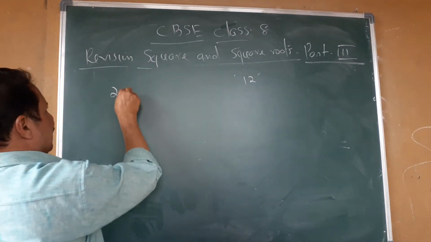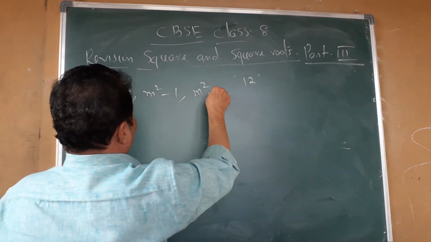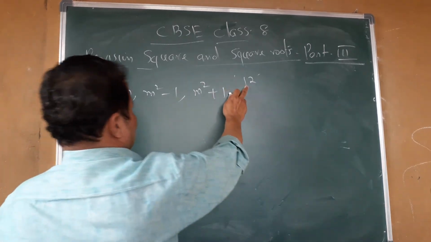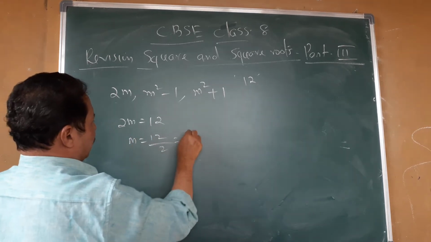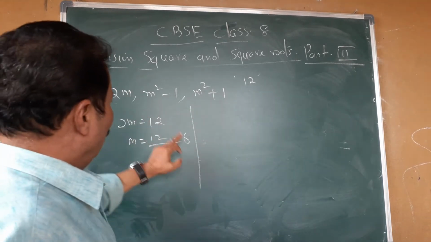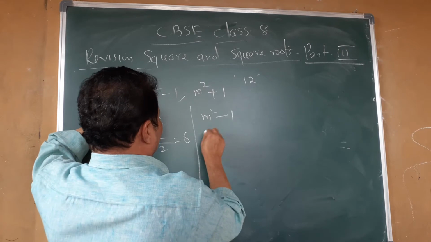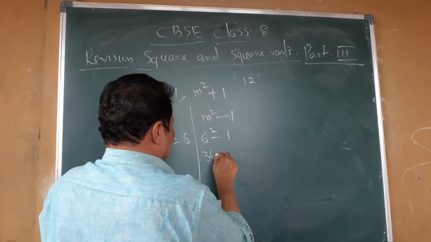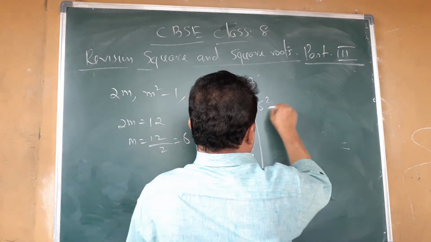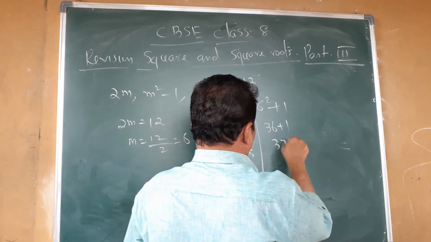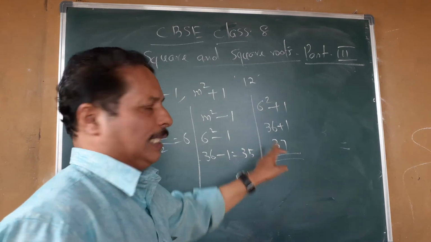So the Pythagorean triplets are in the form of 2m, m square minus 1, and m square plus 1. So let us imagine 2m equal to 12. So m equal to 12 by 2 equal to 6. Then one of the numbers is m square minus 1. M is equal to 6. 6 square, 36 minus 1 equal to 35. Another number is m square plus 1, 6 square plus 1, 36 plus 1 equal to 37. So if one number is 12, the other numbers are 35 and 37.